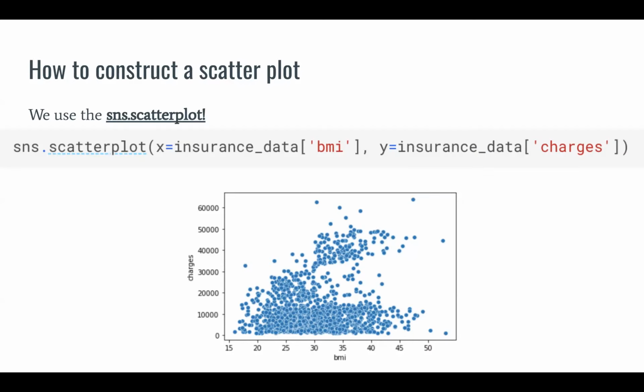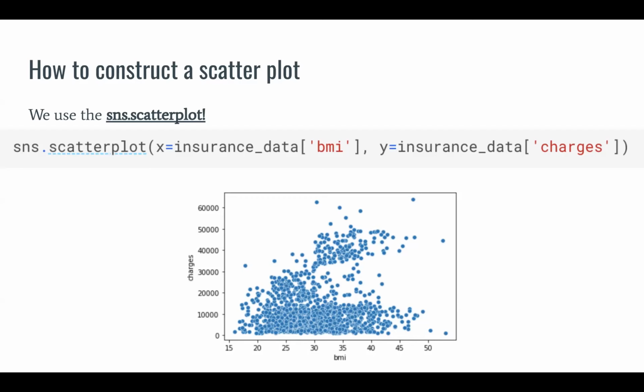So how can you construct a scatter plot? So to construct a scatter plot, you can use SNS.scatterplot, and then you want to specify the values for the horizontal x-axis and the vertical y-axis. For us, for X, it would be insurance data, BMI, and the Y would be insurance data charges.